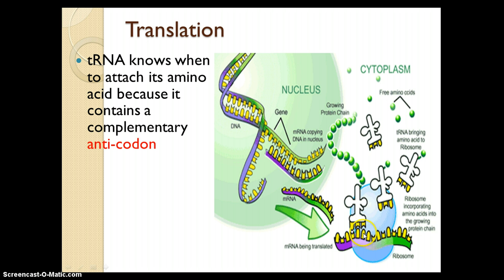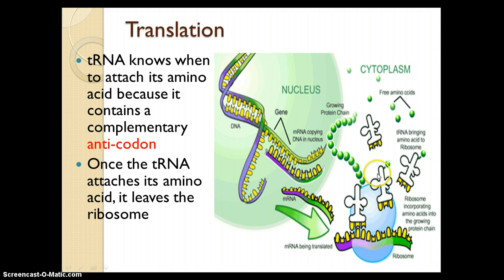So one codon on mRNA binds to an anticodon on tRNA. So tRNA actually looks like a T, and on one end it's got an anticodon, and on one end it's got an amino acid. So it binds its amino acid, and then it leaves the ribosome.